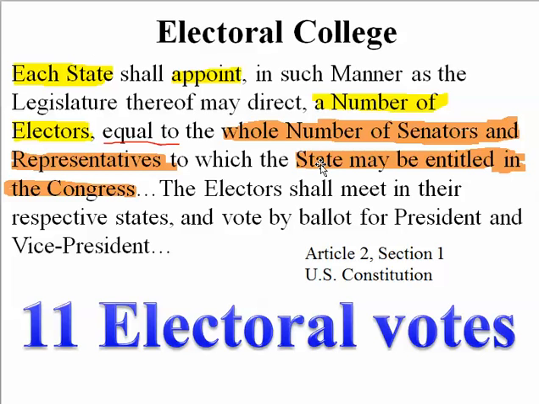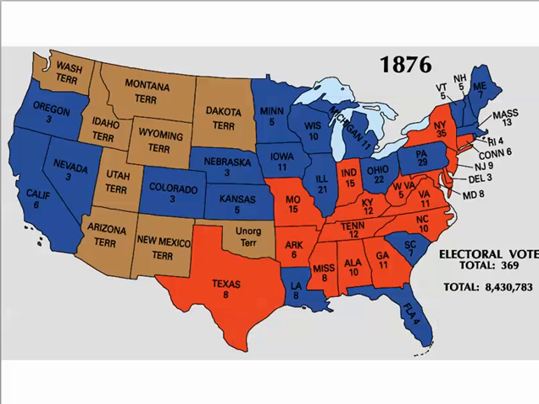So how do we determine how each state gets members in the Electoral College? Well, they get the same number of electors as they do senators and as they do the number of representatives for their state. So in 1876, Georgia had 11 electoral votes. So we had 11 Electoral College members to choose President of the United States in 1876. Alright, so here you go. Here's the picture of Electoral College results. Here's Georgia, has 11 Electoral College members.